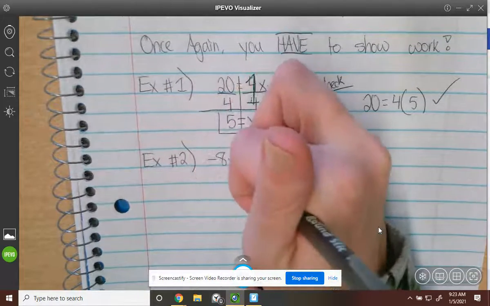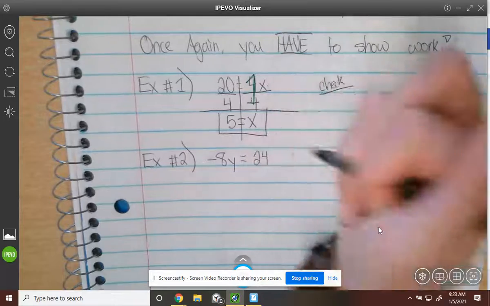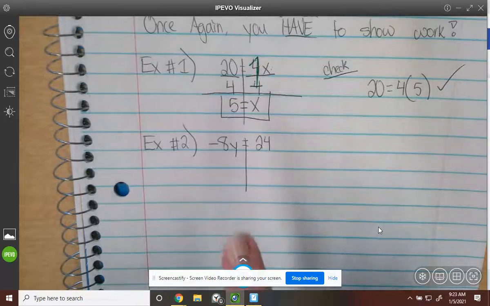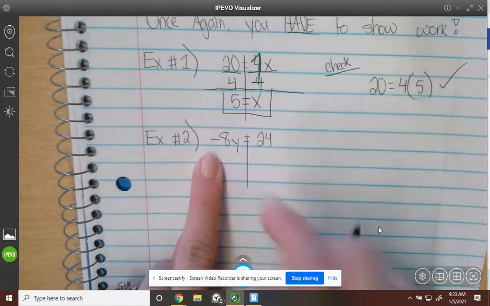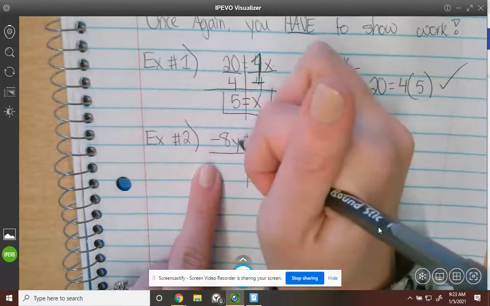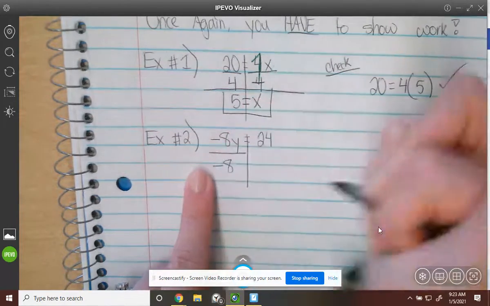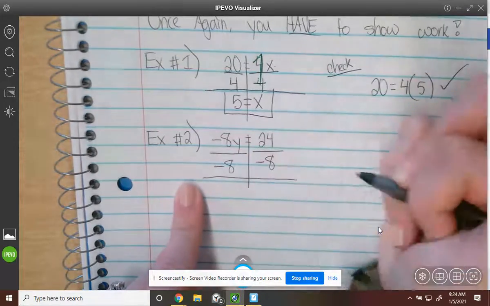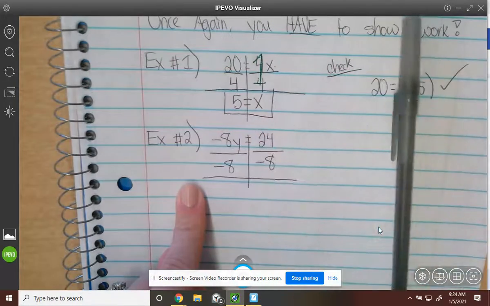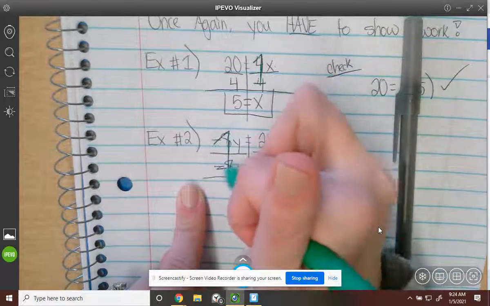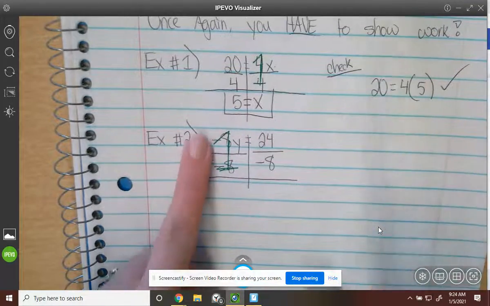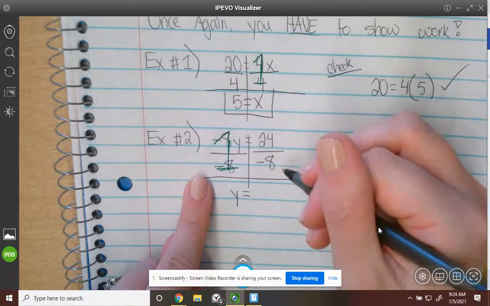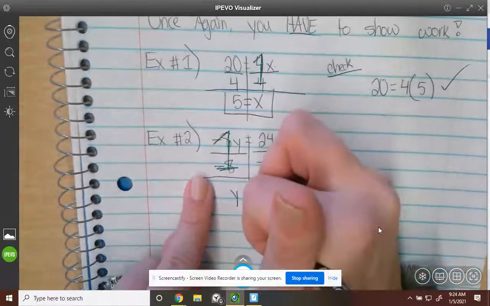Negative 8y equals 24. You're going to draw your line. We're getting rid of this number because it's the one with the variable. So I'm going to divide because it's being multiplied, and you always take the negative sign with it. So I'm dividing by negative 8, dividing by negative 8, resetting everything. That turns into 1. Not a negative 1, a positive 1, because a negative and negative make a positive, leaving just y there. And then 24 divided by negative 8 is a negative 3.